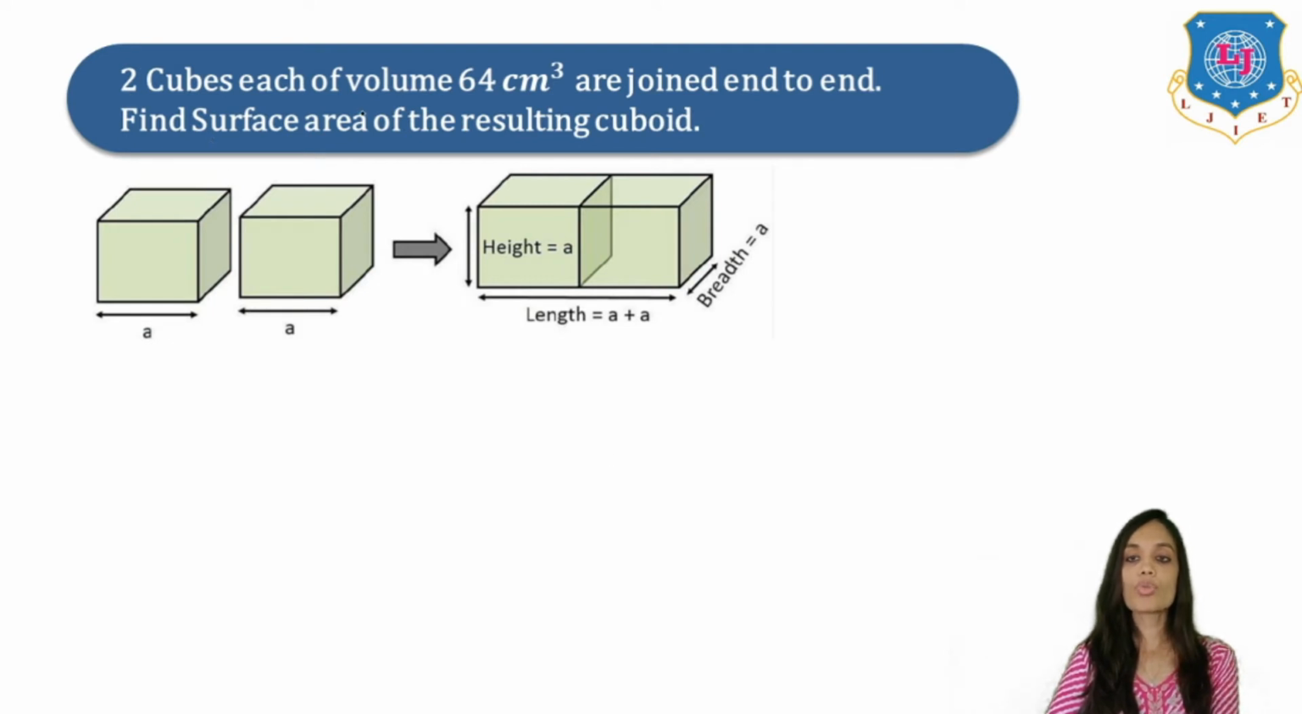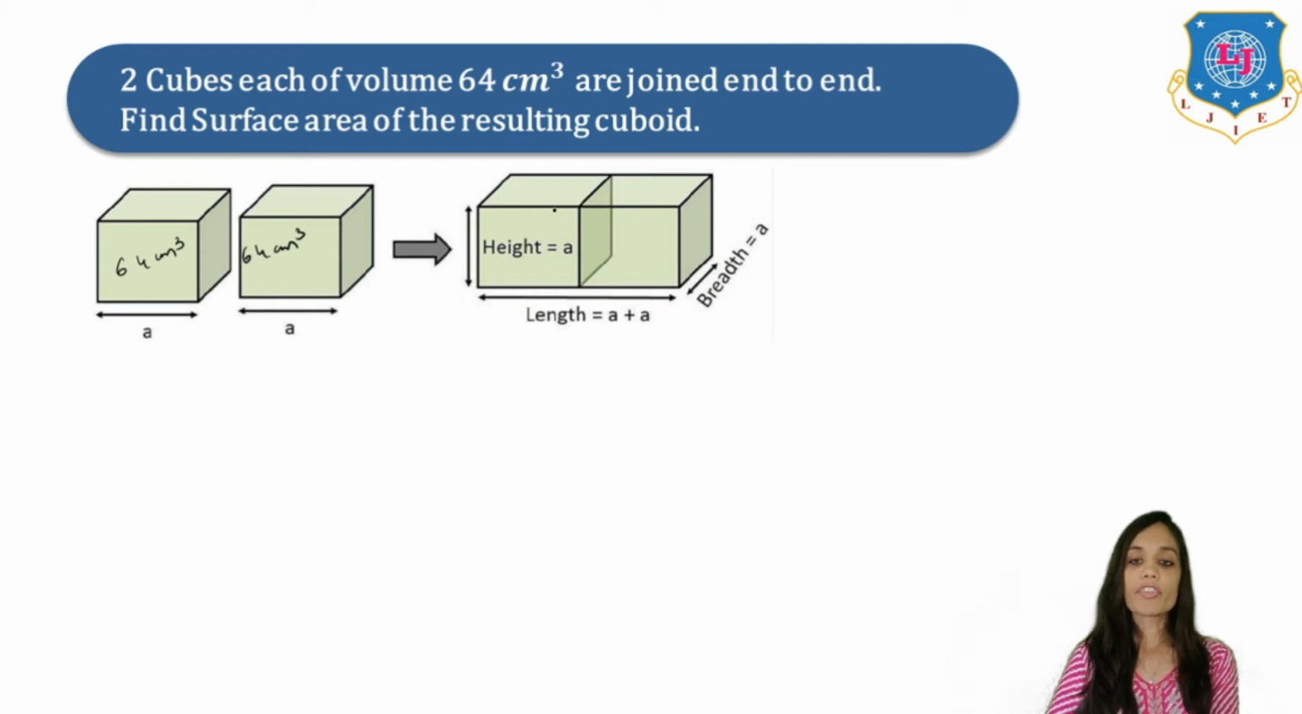You are given two cubes. You can see over here. There are two cubes of volume 64 centimeter cube. Fine. Which are joined end to end. You can see this. So the resulting solid is a cuboid.